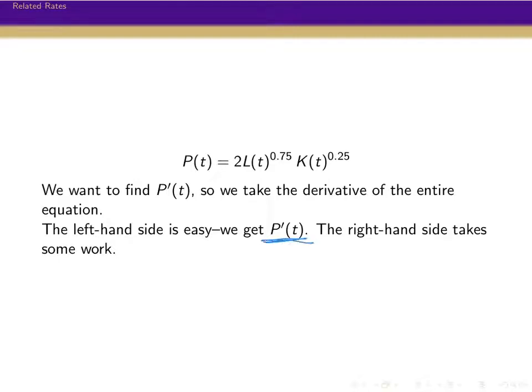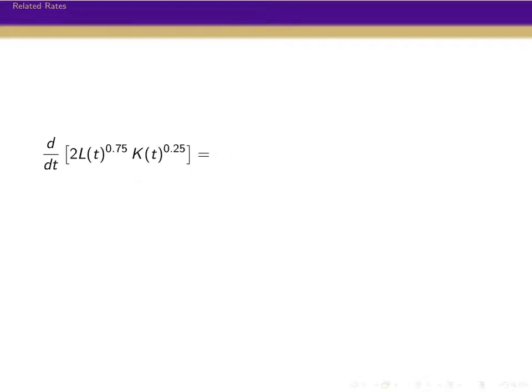So that's simple enough. On the right-hand side, we've got 2 times L of t to the 0.75 times K of t to the 0.25. Taking the derivative of that is going to take a bit more work. Okay, so we're going to focus right now on taking the derivative of the right-hand side in terms of t.